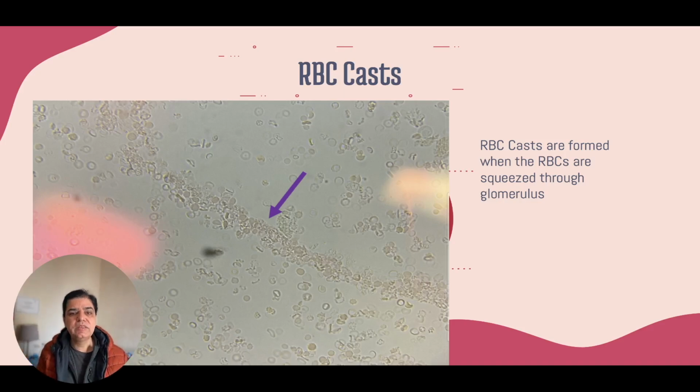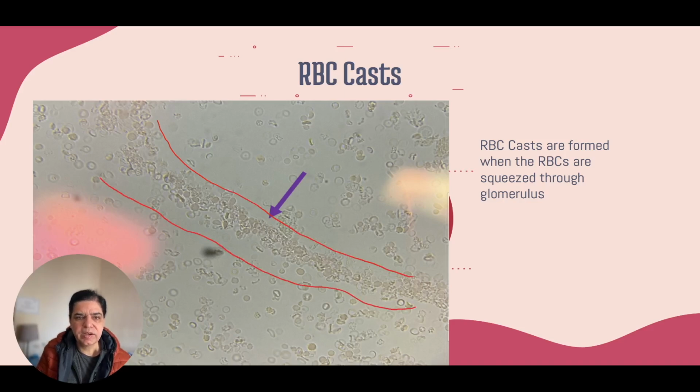Number two is the presence of RBC casts. If you look at this particular slide, what you can see is an elongated structure in which the RBCs have been clumped together. They have been clumped together.